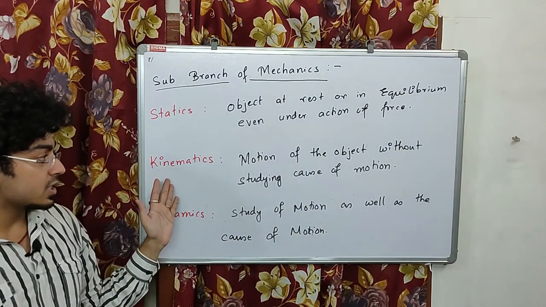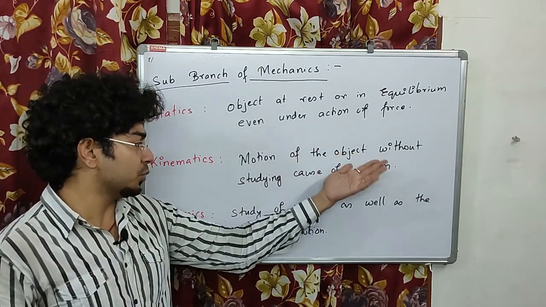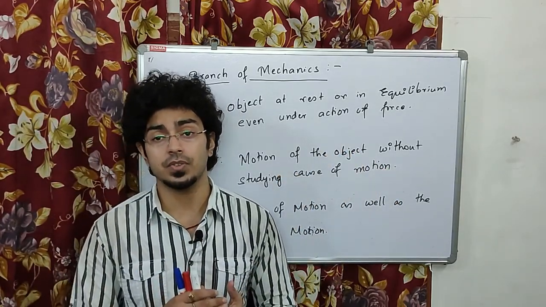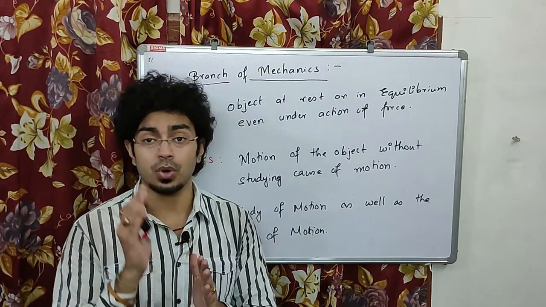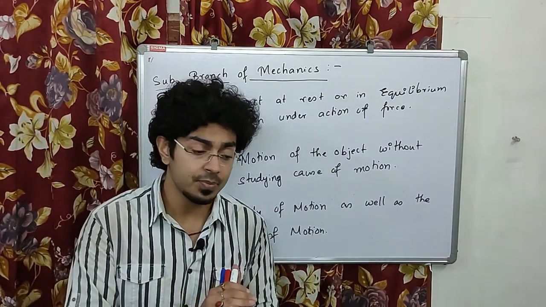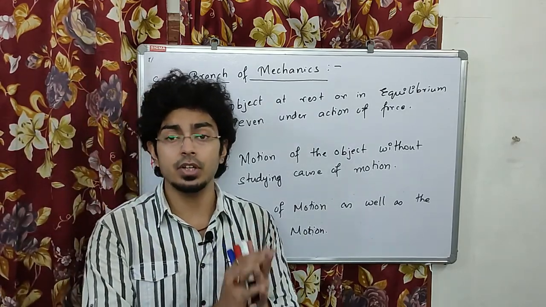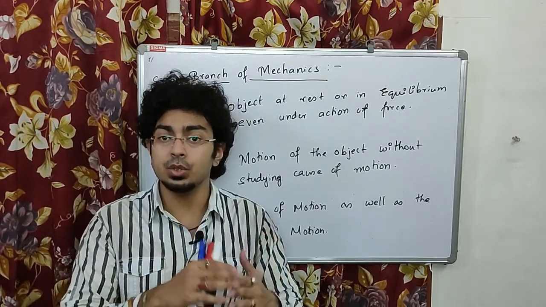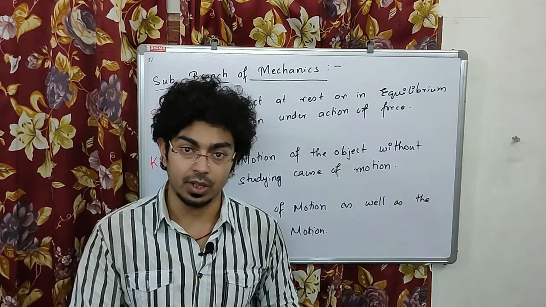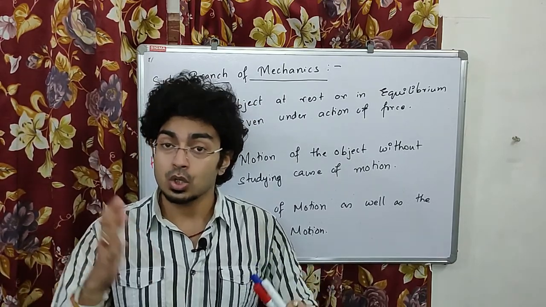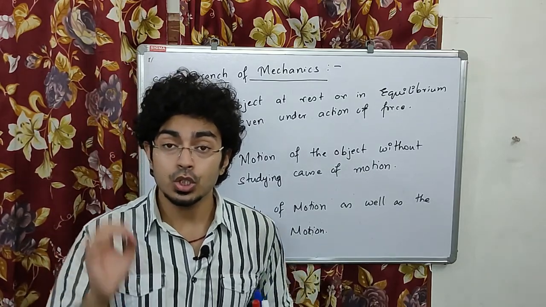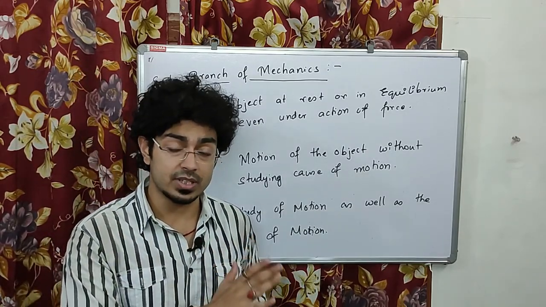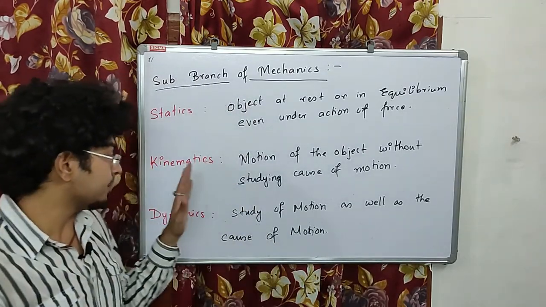Next comes kinematics: the motion of objects without studying the cause of motion. This branch studies the motion of objects without trying to study the cause of motion. Suppose a question is given to you: a body is moving at uniform speed, then suddenly accelerates. Within this you don't have any idea how the body started moving, from rest or otherwise, so you don't have any information about that. To study these kinds of problems in physics, we deal with the branch that is kinematics.